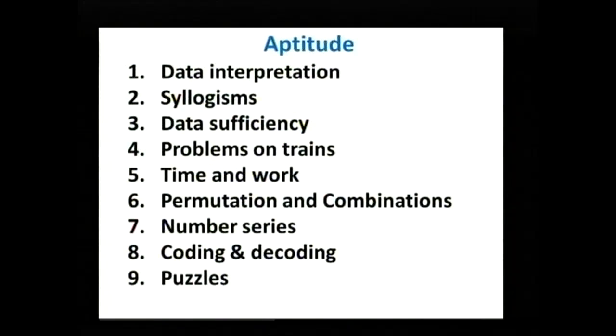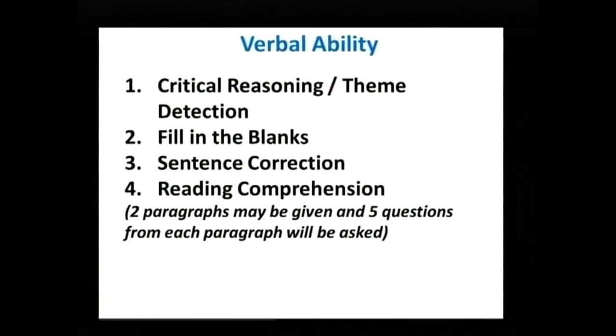As far as your aptitude is concerned: data interpretation, syllogism, data sufficiency, problems on trains, time and work, permutation and combination, number series, coding and decoding, and puzzles. These are the topics that will be covered for aptitude. And as far as verbal ability is concerned, you will have theme detection, or what we call critical reasoning, fill in the blanks, sentence correction, and reading comprehension. We did a lot of practice on reading comprehension. You will have 2 different passages with 5 questions each.